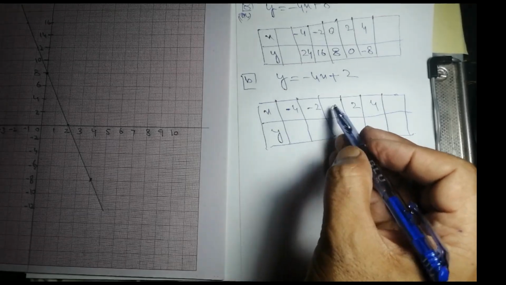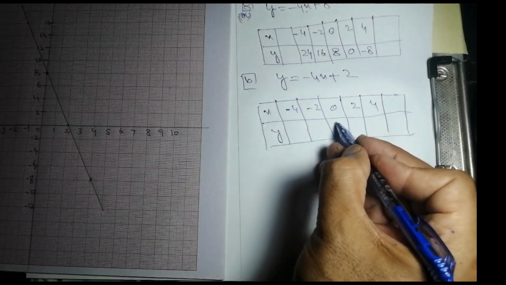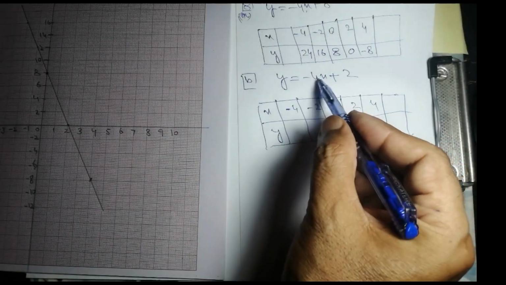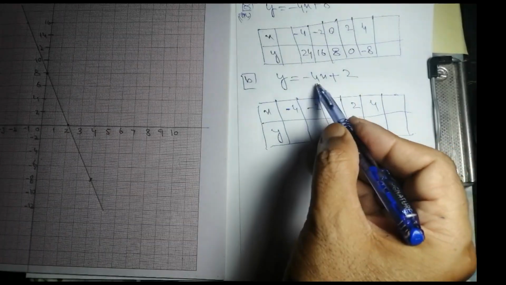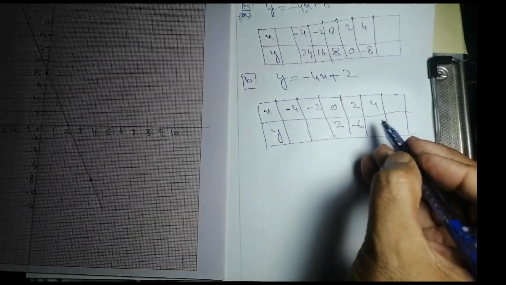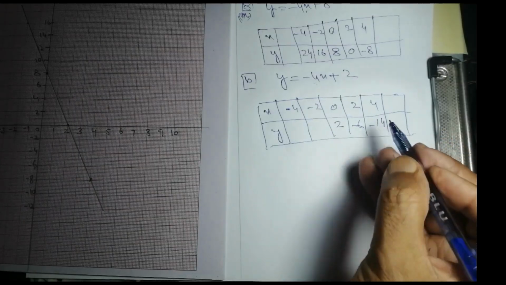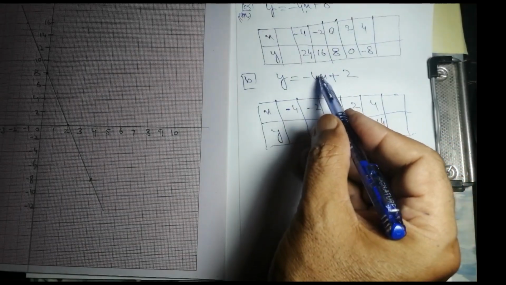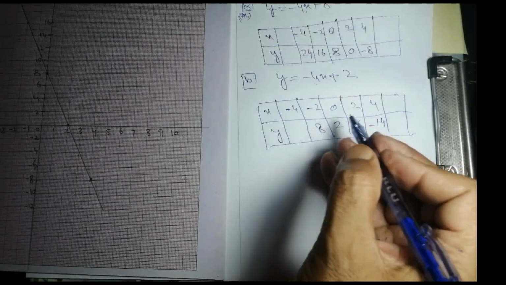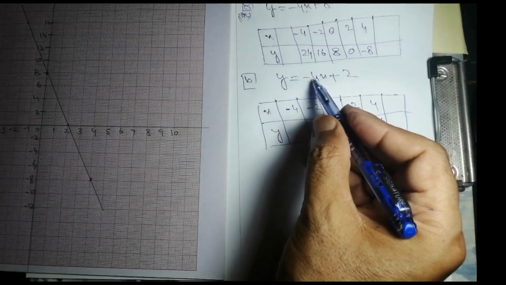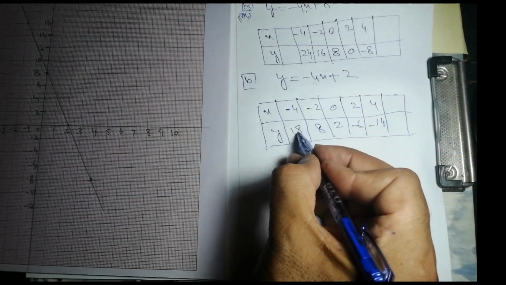And if I put x as 0, y will be 2. For x = 2, -8 plus 2 is -6. For x = 4, -16 plus 2 is -14. For -2, it is plus 8 plus 2, 10. And for -4, plus 16 plus 2, and this will be 18.